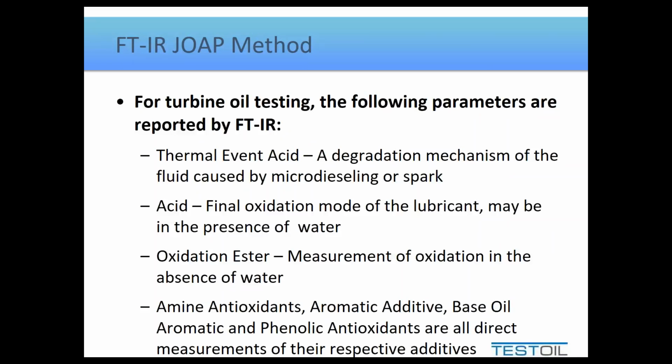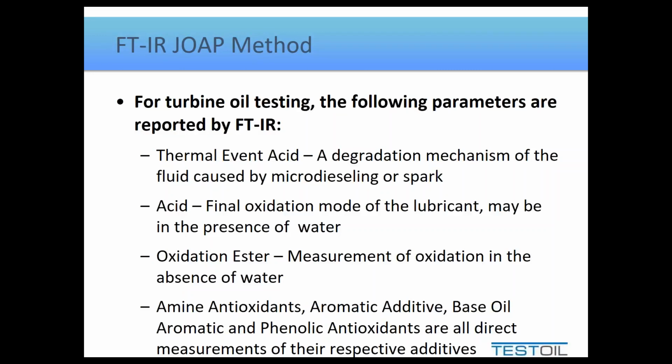And what this type of FTIR analysis heavily relies on is a direct reading of the oil, meaning it doesn't necessarily need to see any reference, doesn't need to know what the new oil looks like. It does all of its measures directly off of the lubricant. And the parameters that it reports in, there are several that are mentioned here. So one of the first ones is thermal event acid. This, as you can see, is a degradation mechanism that is triggered by some high temperature event like microdieseling or possibly electrostatic spark discharge. Acids are reported.